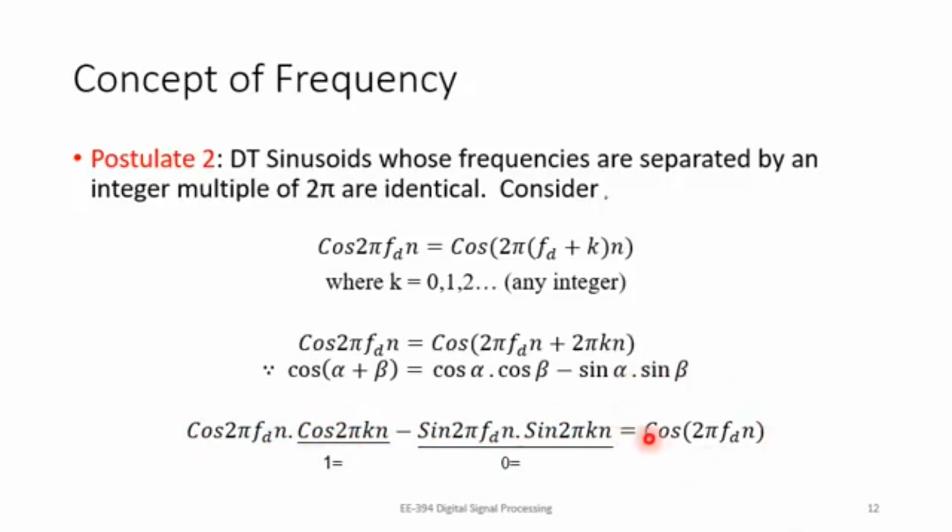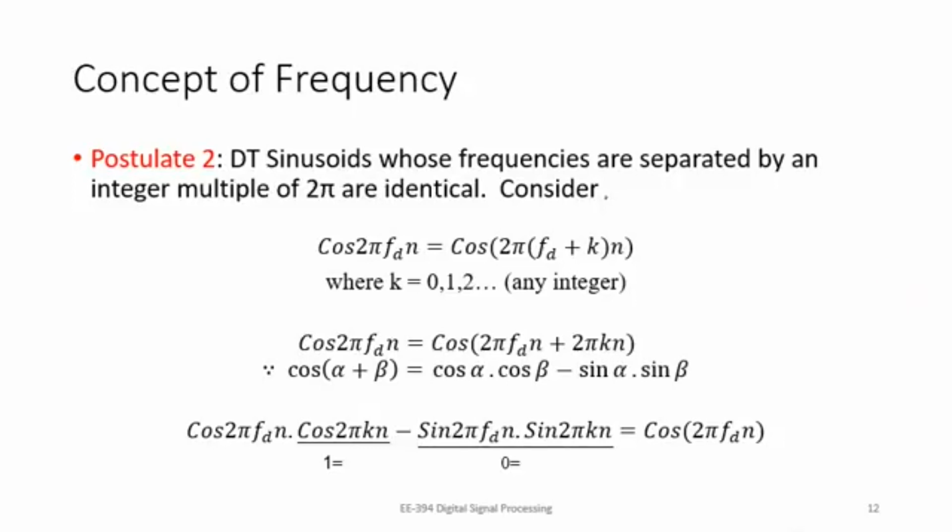So this is the proof for the second postulate, which says that discrete time sinusoids whose frequencies are separated by an integer multiple of 2 pi are identical. This is again a very important observation. We do not expect this in continuous time, but we are seeing this in discrete time. So when we work in the discrete time domain, we will have trouble identifying correct frequencies if we end up with the same signals.